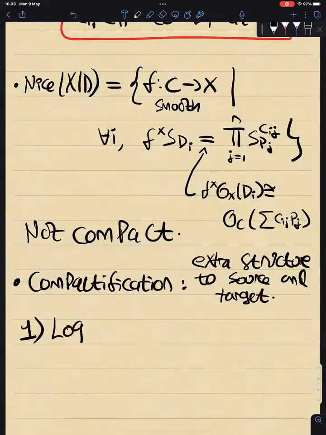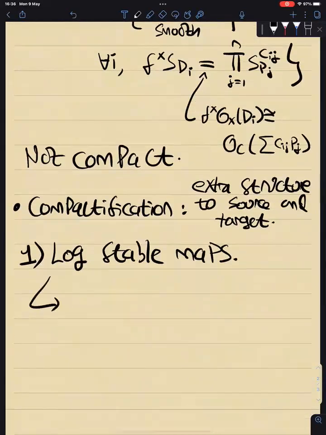One approach leads to this theory of log stable maps. In this case, you attach something called a log structure. I'm not going to tell you exactly what this is, but I'm going to tell you how you should think about it.